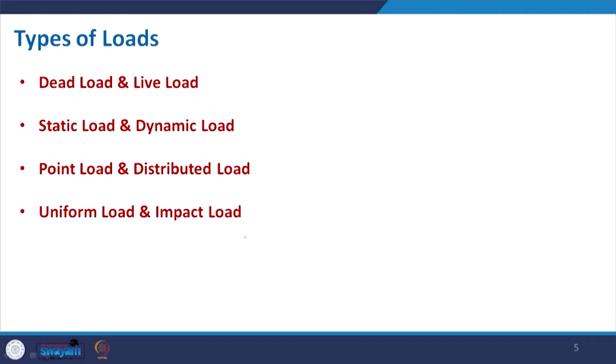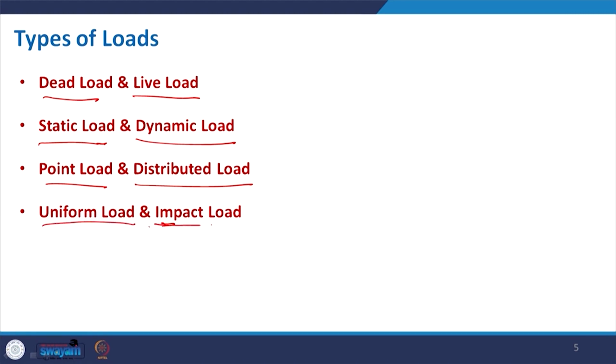Now, types of load. There are different ways of classifying loads. These are very common classifications. One is dead load and live load, which I already mentioned, and we will get it more clear with the example. Then it may be static load, dynamic load, point load, distributed load, uniform load, and also impact load. So, what exactly are these?